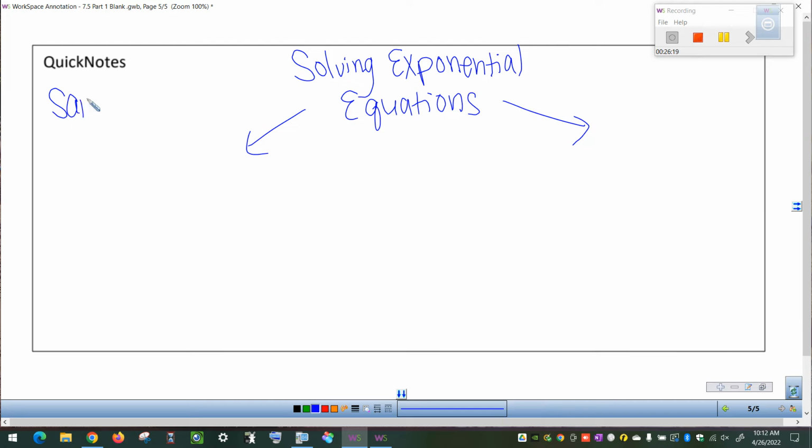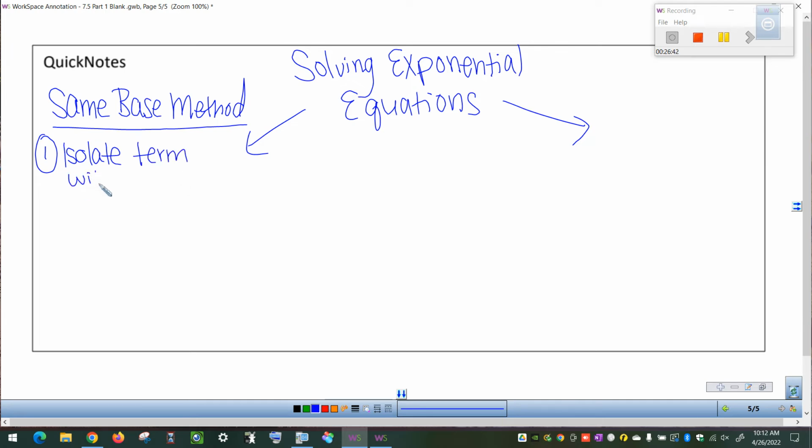All right, so on this left-hand side, I'm going to title this our same base method, which is what we took a look at on the front side. So with our same base method, actually either method, we're looking for the same thing at the very start, that we want to isolate the term with the exponent, which means we want to get that by itself. So in case you have something like a plus 1 on the end, we would want to subtract 1 from both sides first before we move forward with the method.